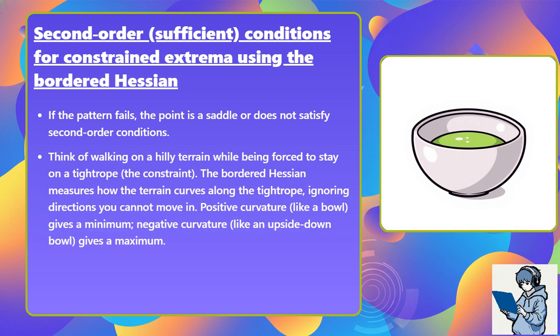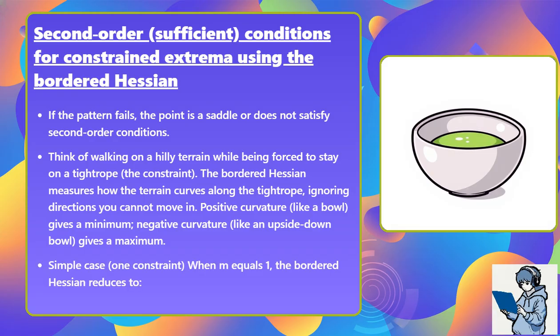Think of walking on a hilly terrain while being forced to stay on a tightrope, the constraint. The bordered Hessian measures how the terrain curves along the tightrope, ignoring directions you cannot move in. Positive curvature, like a bowl, gives a minimum. Negative curvature, like an upside-down bowl, gives a maximum.